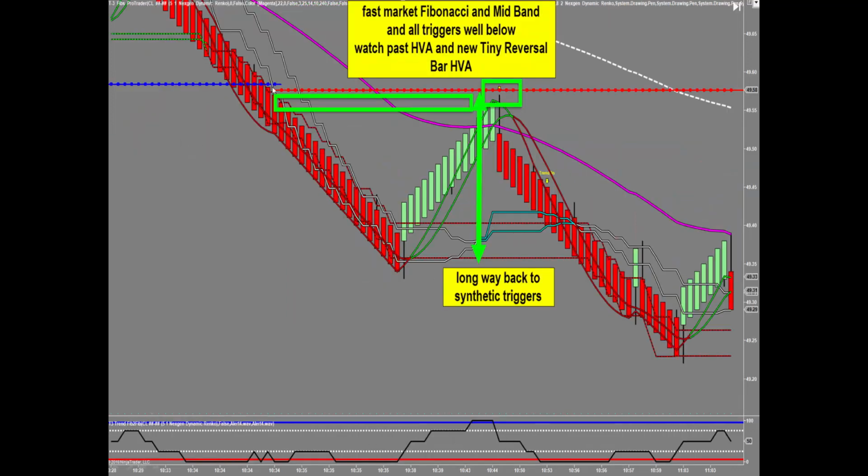All right, again, same thing. Break out of an area. Huge gap back to our synthetic triggers that are way down there below us. We're looking for the tiny reversal bar on our other chart to time our entry very quickly, or a pullback to a high volume area for our short trade.